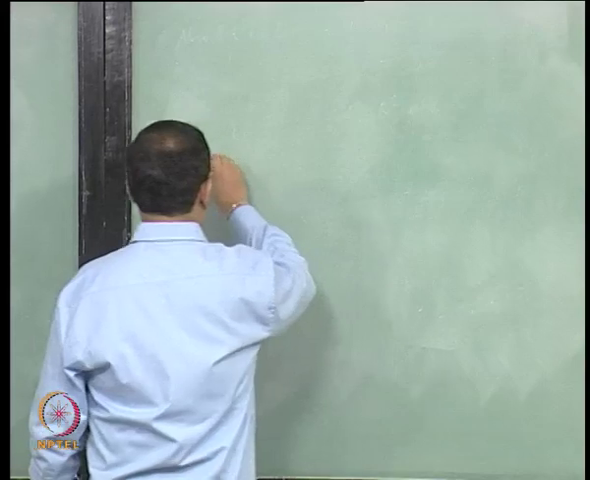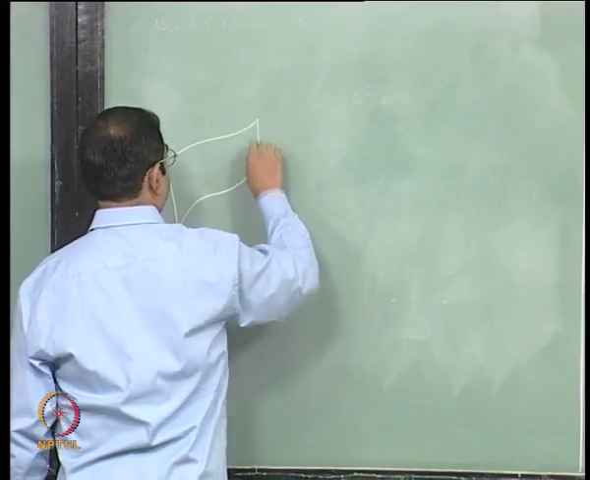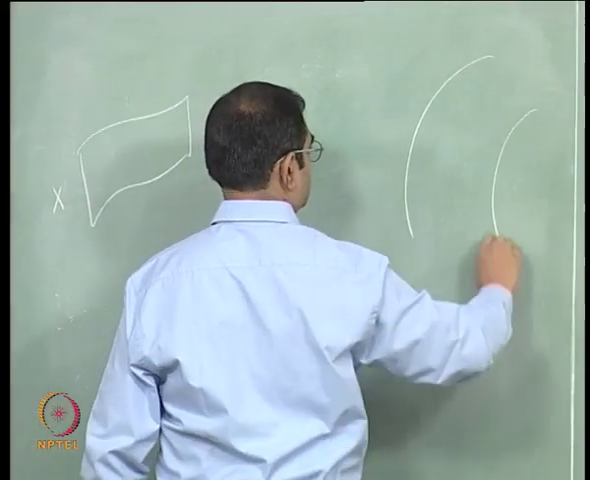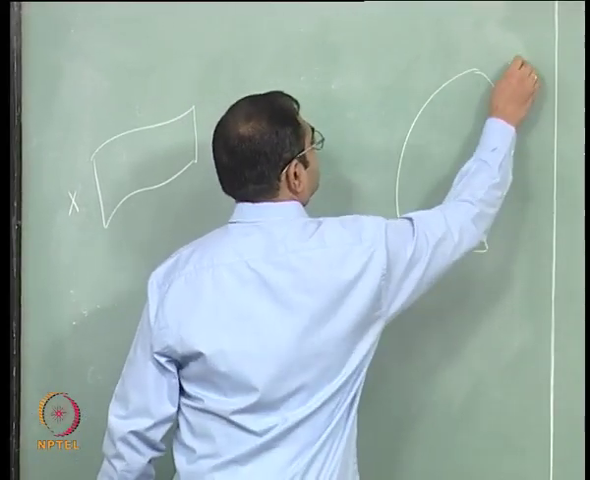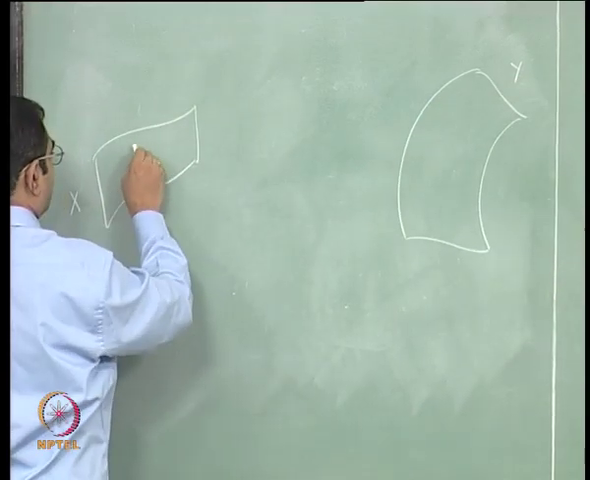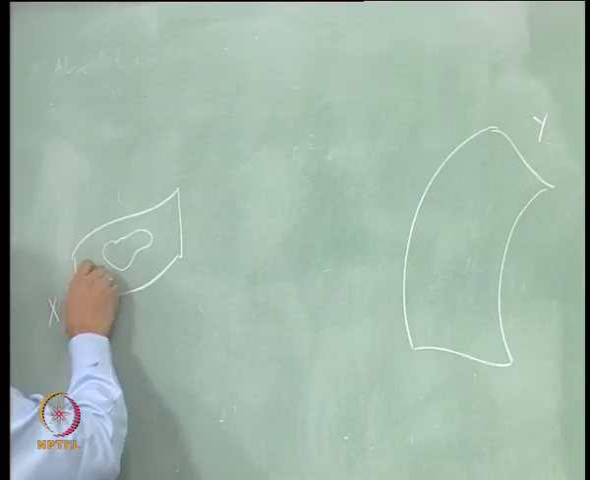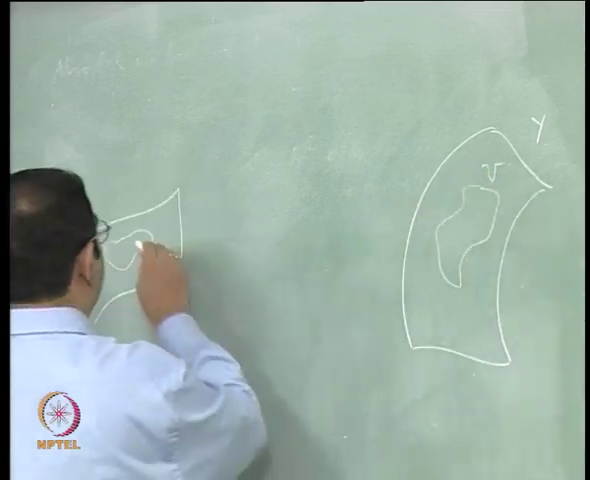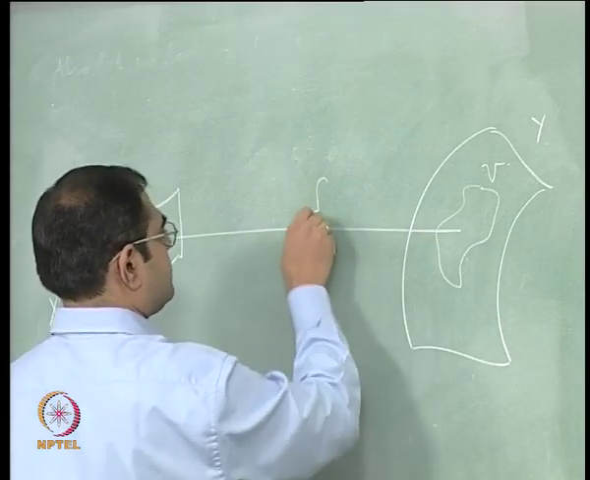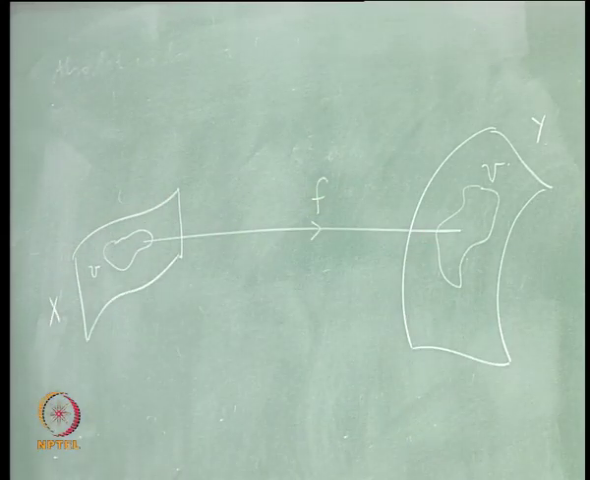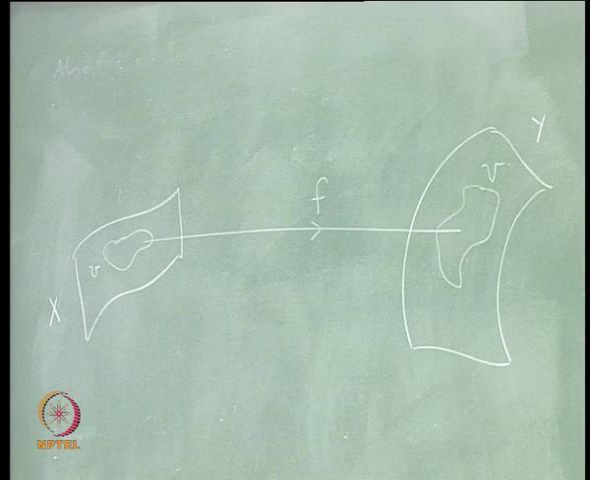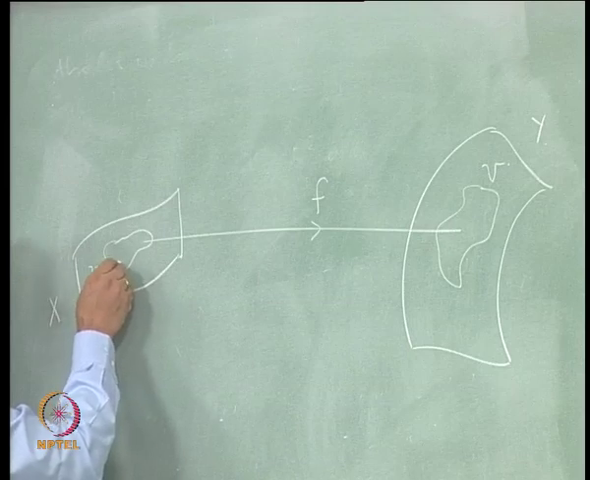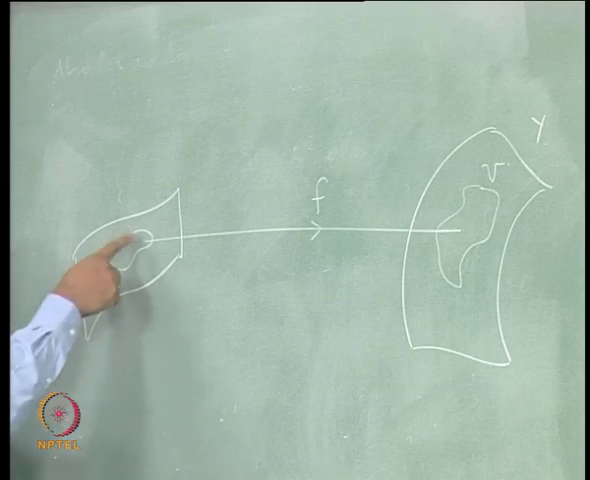So here is one Riemann surface, my Riemann surface X, and here is another Riemann surface, say Y. I have this open set U in X, and some other open set V in Y, and I have this function f. The aim is to say that this function is holomorphic. So what do I do? I take any chart on this surface which intersects U.